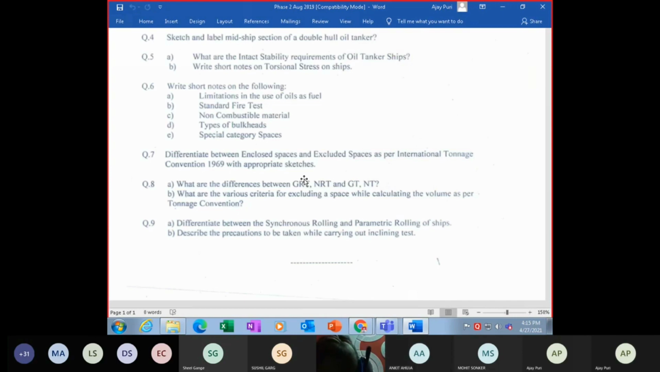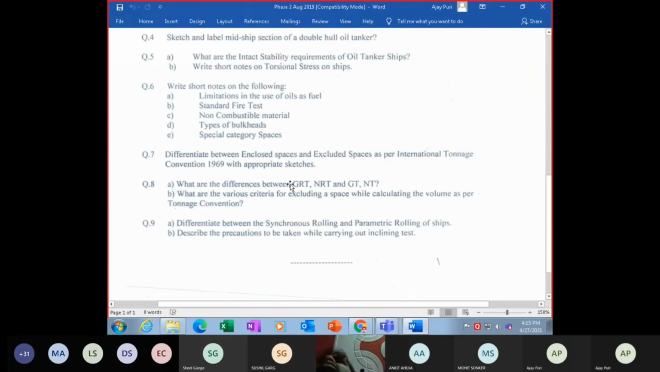8A, difference between gross registered tonnage, net registered tonnage, and what is gross tonnage and net tonnage. So you have to differentiate between them. Now, what are the various criteria for excluding a space while calculating volume in tonnage space? So what criteria are used for excluding a space, those diagrams you have to make.